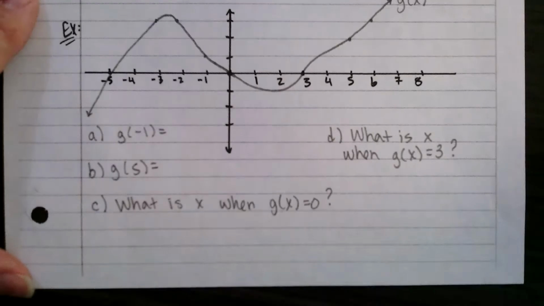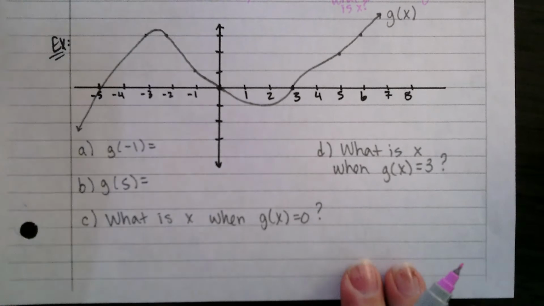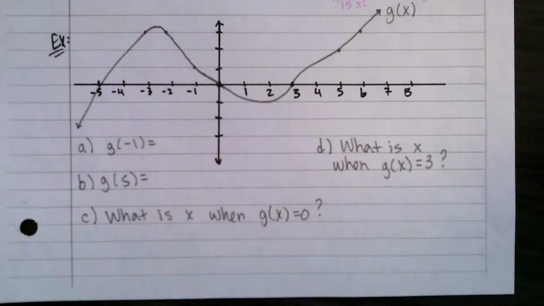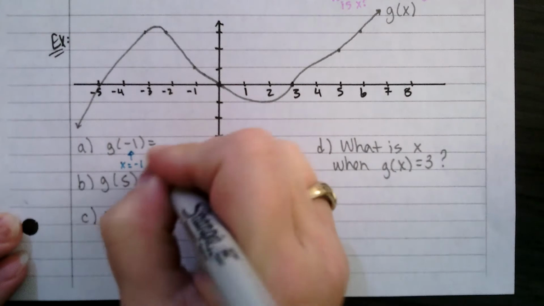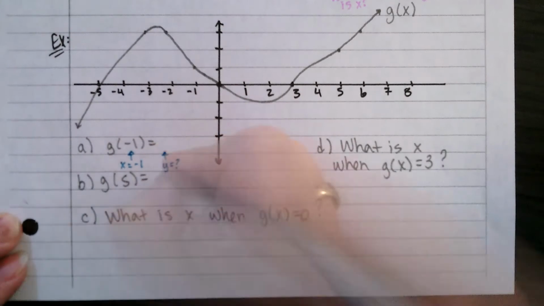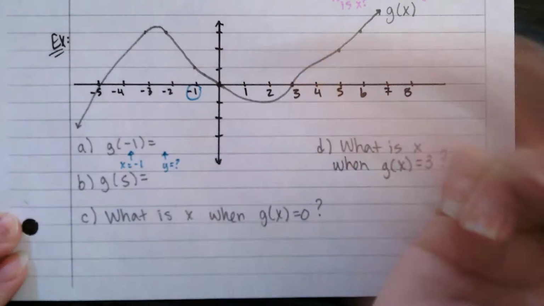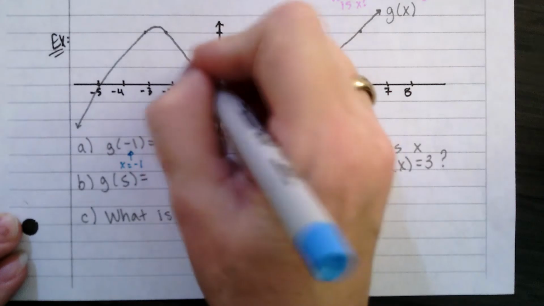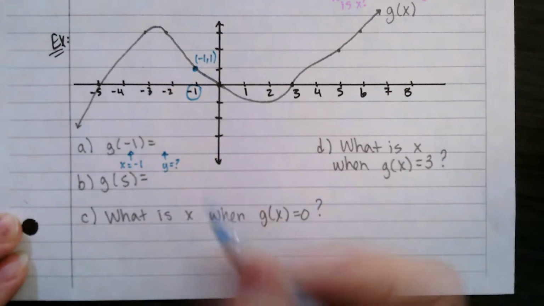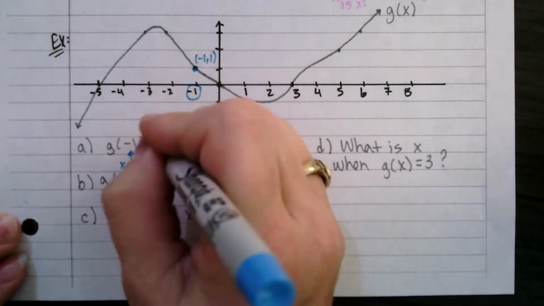Let's look at a graph that's a bit more complicated with those same types of questions. G of negative 1 equals. G of negative 1 means x is negative 1, and we want to know what y is. So I'll find where x is negative 1, that's here, and I'll look at the ordered pair. That ordered pair is negative 1, 1. So G of negative 1 asks us the question, what's the y value? So the answer is 1.